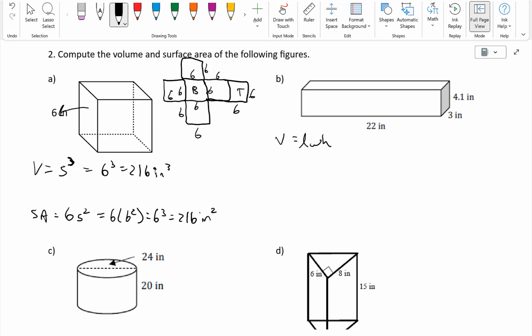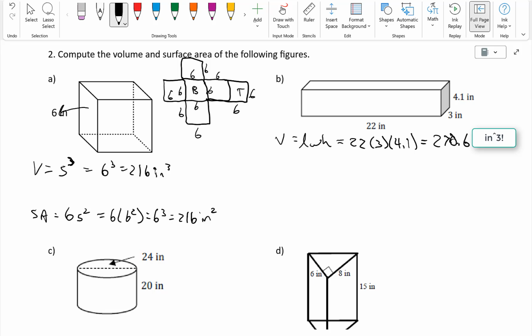Our volume, our length times width times height, is a 22 times a 3 times a 4.1. The 22 and 3 gives us 66 times 4, 240 and 24, 264, and then a tenth, 6.6, 270.6.